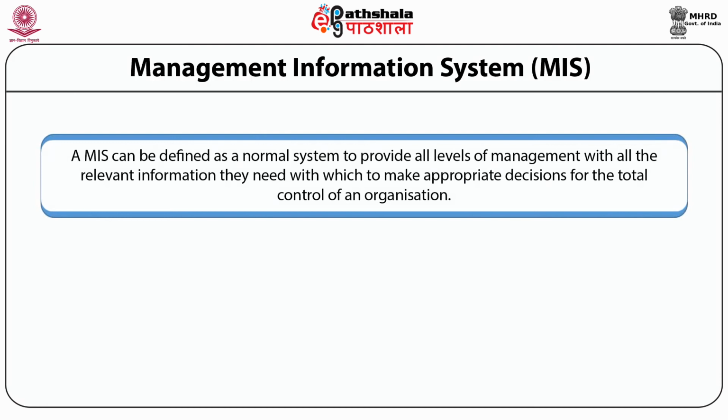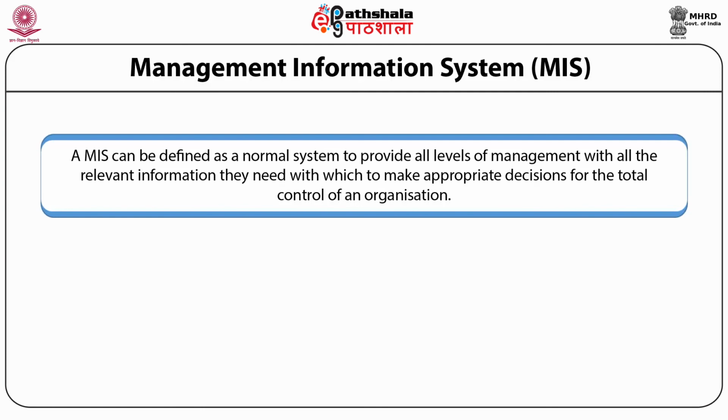Definition of MIS. MIS can be defined as a formal system to provide all levels of management with the relevant information required by the managers with which to make appropriate decisions for the total control of an organization.